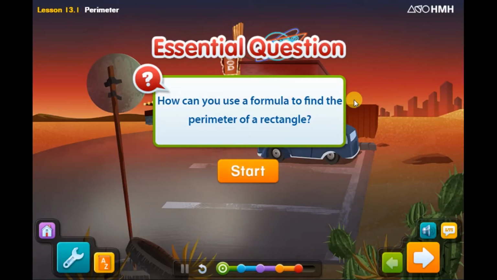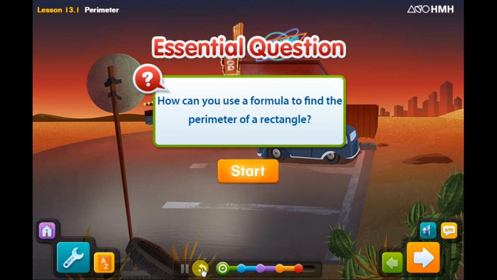Today's topic and today's new chapter is a whole new chapter and the last chapter in our book. Our lesson is about perimeters, lesson 13.1. And our essential question is: how can you use a formula to find the perimeter of a rectangle?